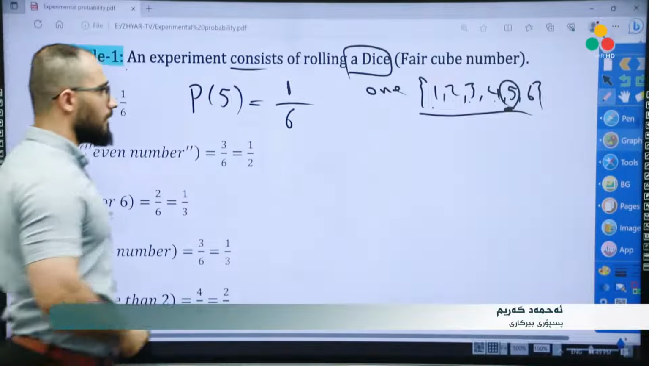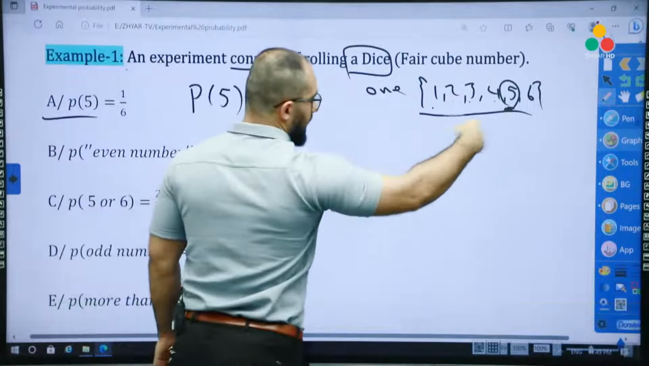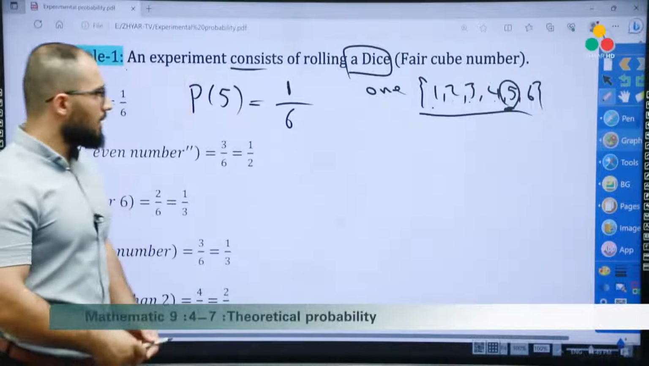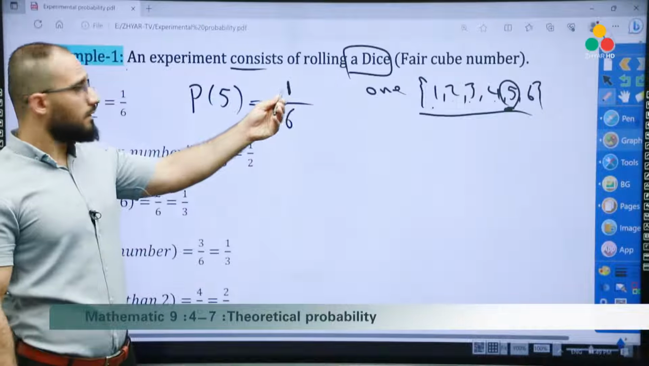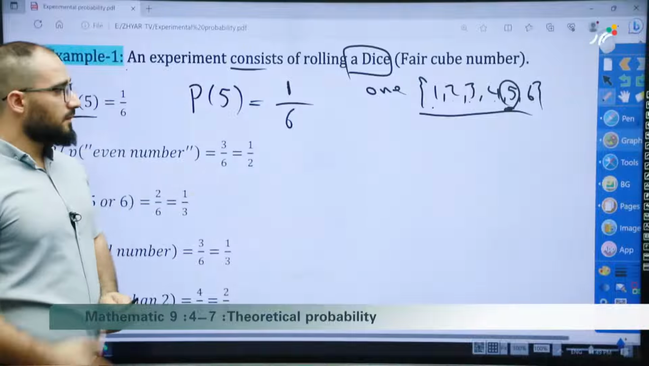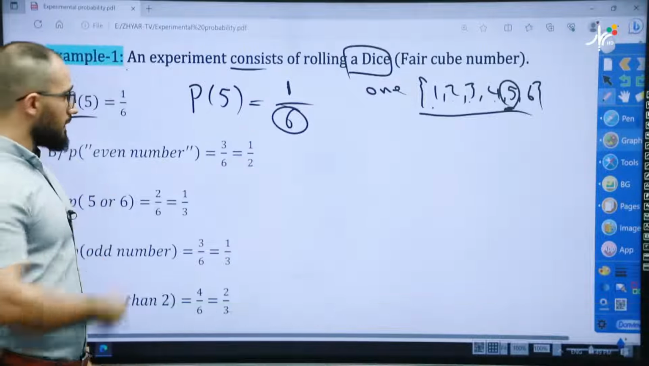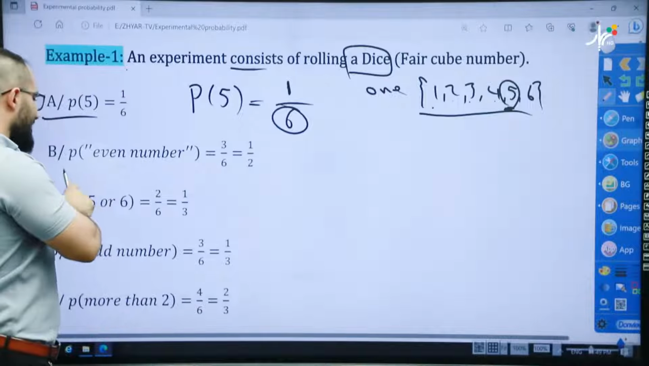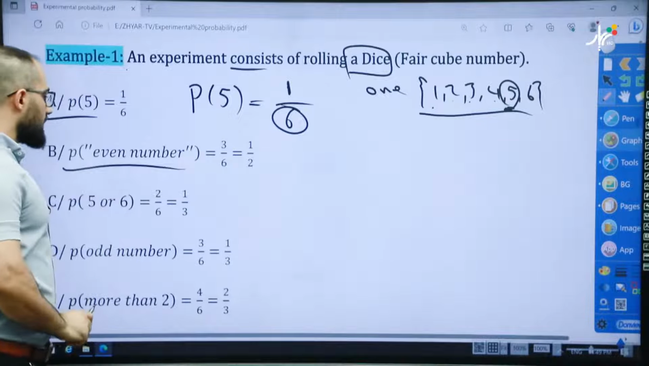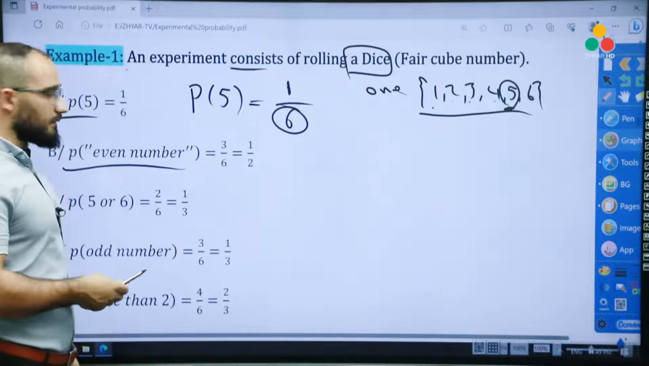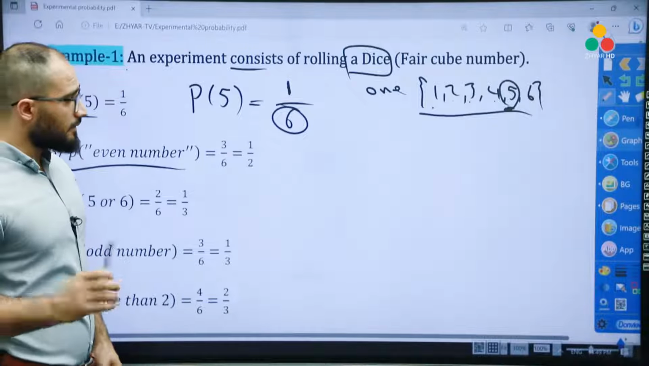It means out of 6 outcomes, 6 results, one of them is 5, then it is 1 over 6. 6 is all the possible outcomes, the sample space of a dice. Then, what is the probability of an even number? When you roll a dice, what is the probability of getting an even number?